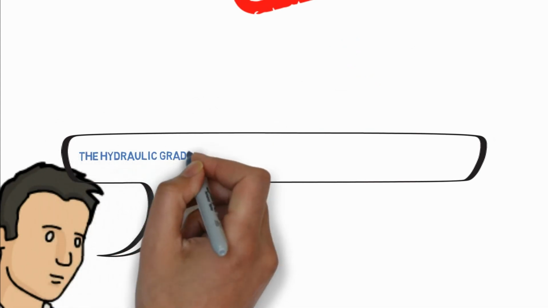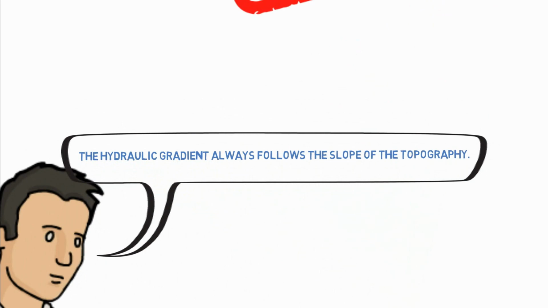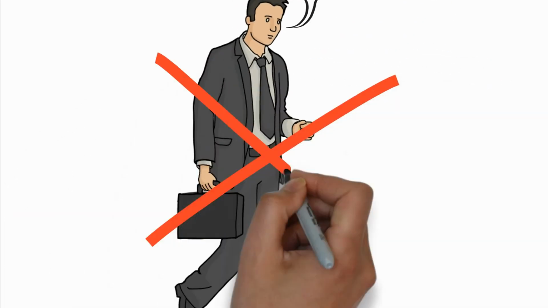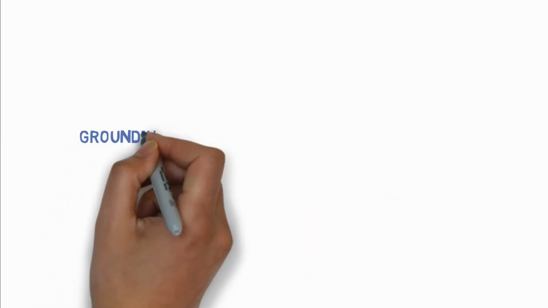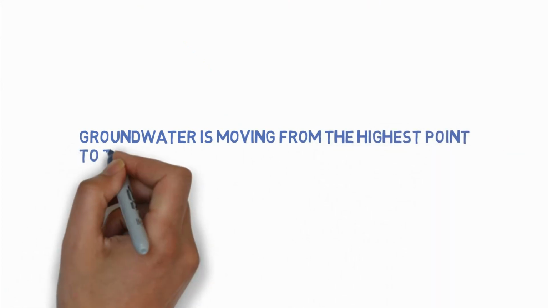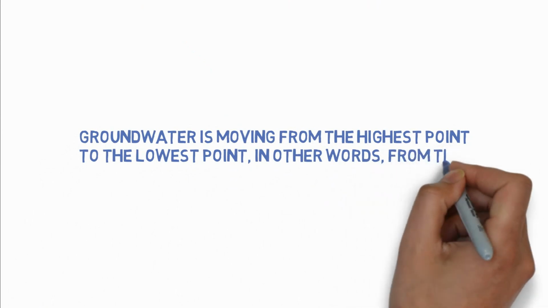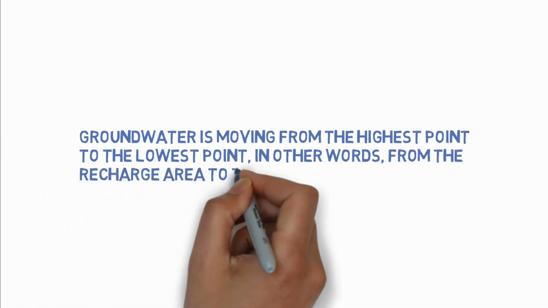The hydraulic gradient always follows the slope of the topography. Fake! Groundwater is moving from the highest point to the lowest point. In other words, from the recharge area to the discharge area.